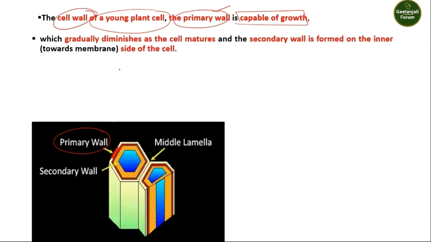Gradually the cell gets mature due to aging. After that a secondary wall is formed inside. This is the secondary wall, and the primary cell wall diminishes gradually. It diminishes as the cell matures. This is declined and inside it secondary wall is formed, and this process goes on.